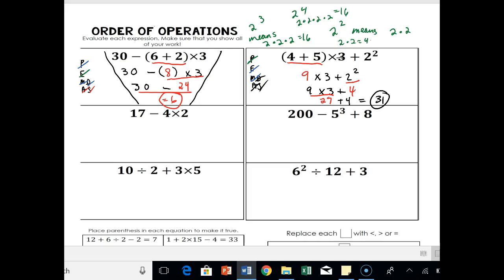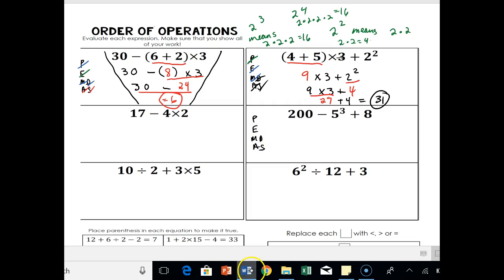All right, welcome to Notes 4.1 Part 2. We're going to continue with doing some of these exponent problems. I'm going to have you do this in Edpuzzle first. Let's do this 200 minus 5 to the third plus 8. So very first thing you're going to write is PEMDAS.